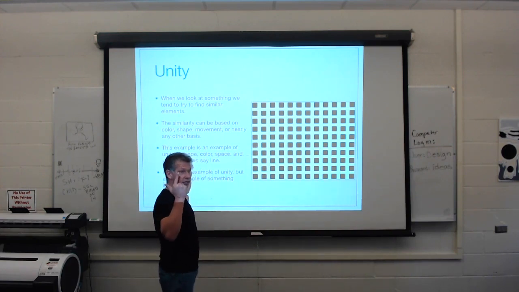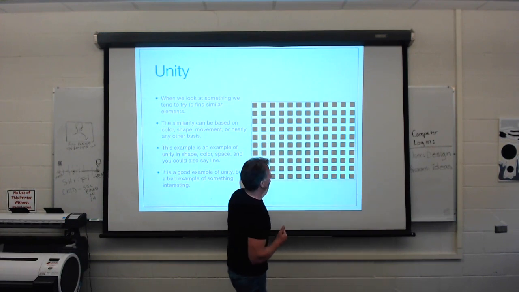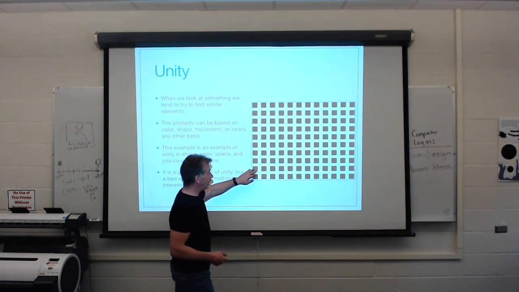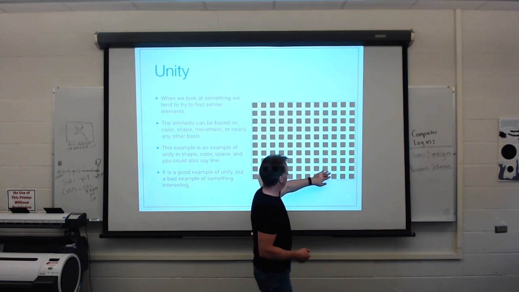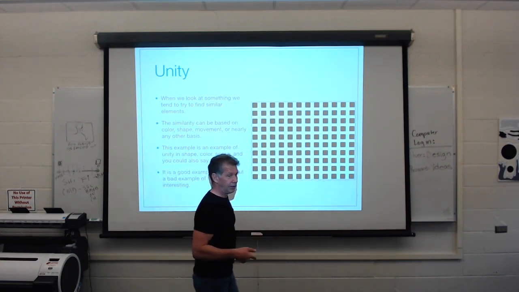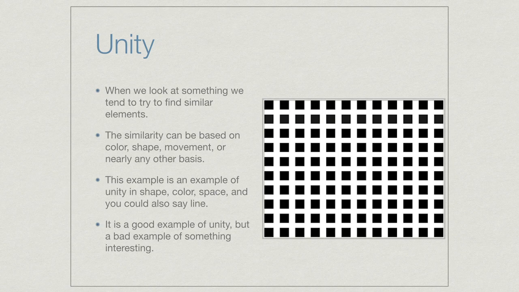And they're all black squares, right? There's no green, there's no red, there's no other color. So the colors are unified. The shapes are unified. And then we have lines, right? And the lines are all the same distance apart. They're all white, and everything is kind of going together. So we have 3 things going on here. This is an example of unity in shape, color, space, and you could also say line. It's a good example of unity, but it's a bad example of something interesting.